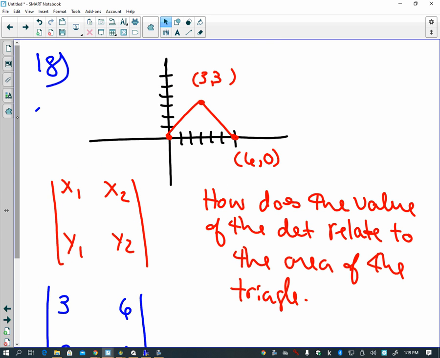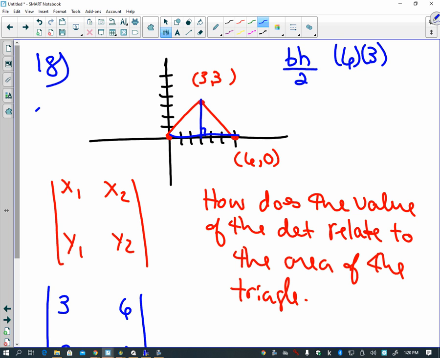All right, now let's find the area of the triangle. How do I find the area of a triangle? Base times height. What's the base? 6. Good. What's the height? 3. Okay, and then do what? Divided by 2. What's 6 times 3 divided by 2? 9.